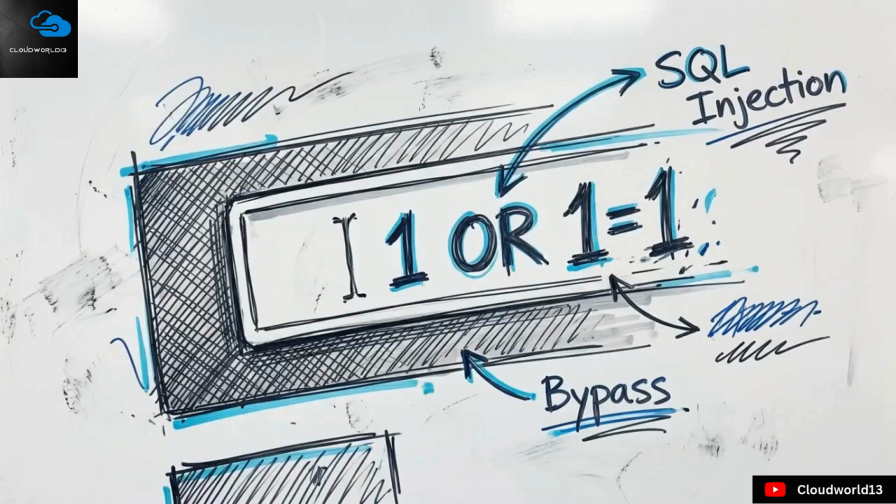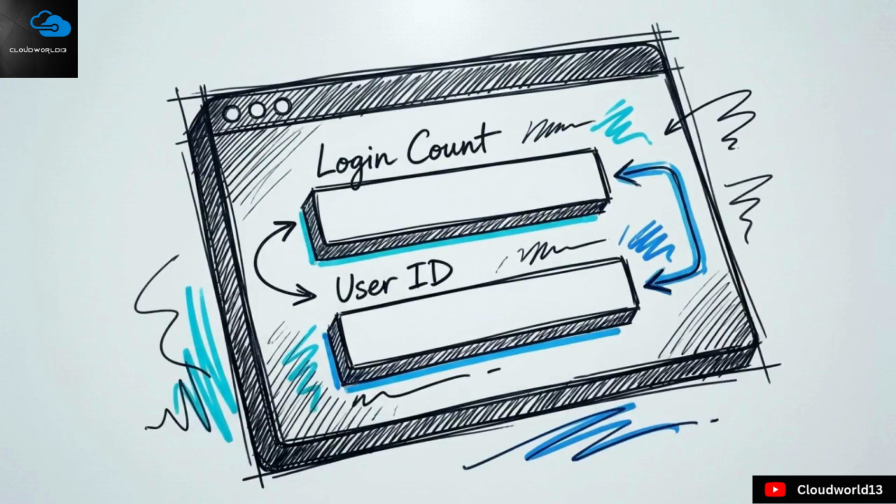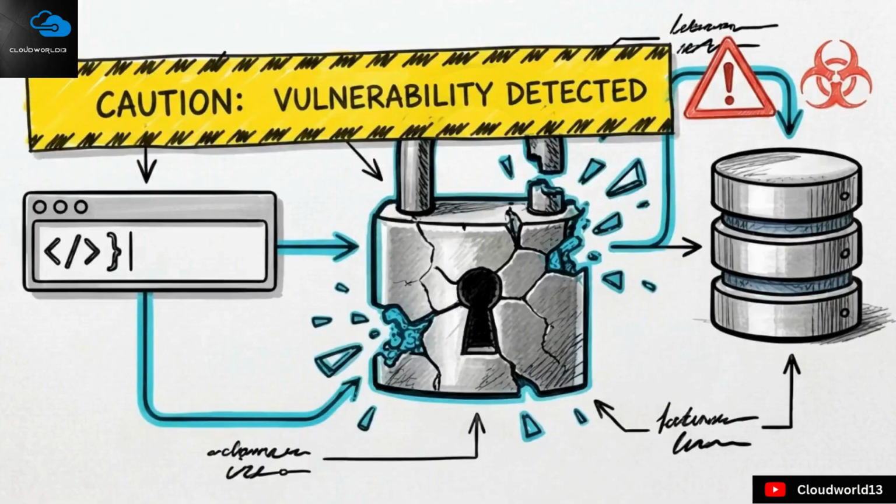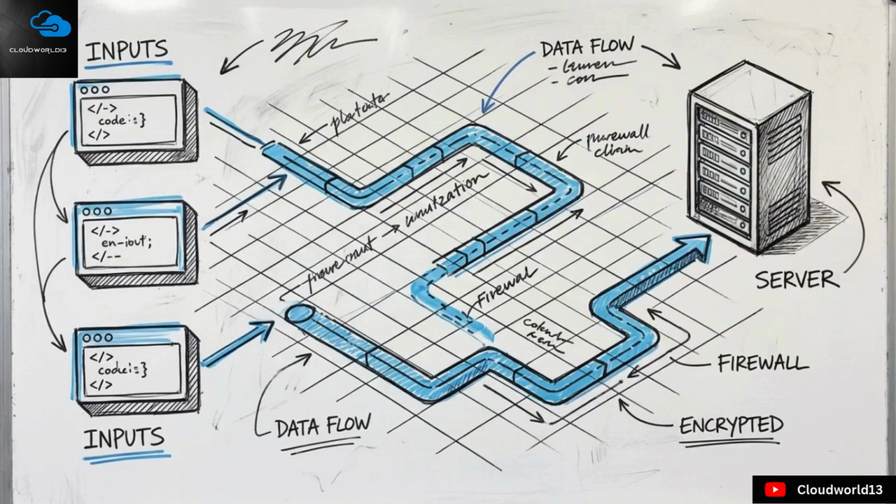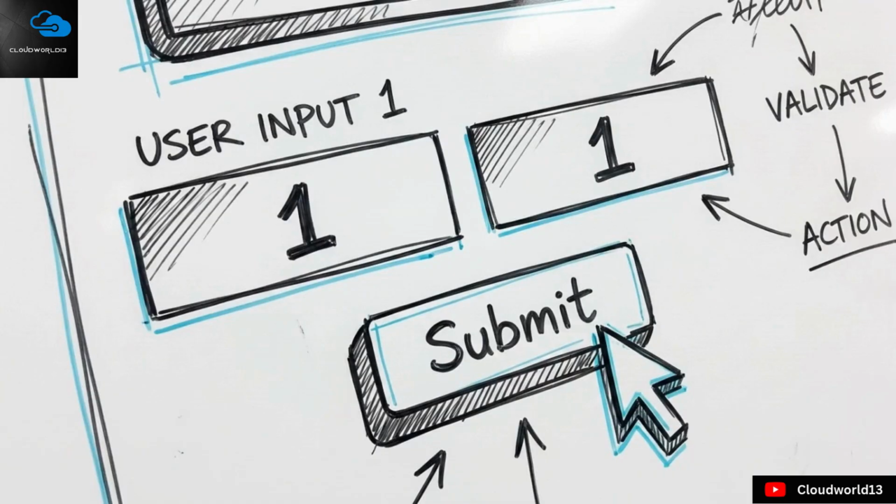Lesson 10 introduces a new challenge, the numeric injection. We have 2 separate input fields here, the login count and the user ID, but the application warns us that only one of them is vulnerable. Start by mapping the application's normal functionality. Enter a valid number into both fields and submit them to confirm the baseline behavior.